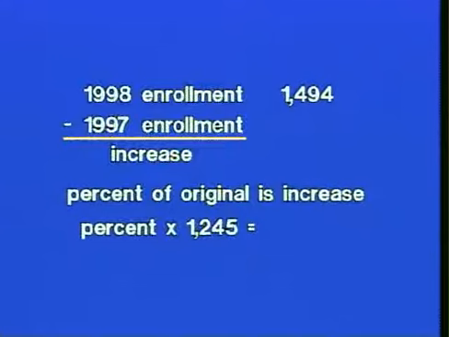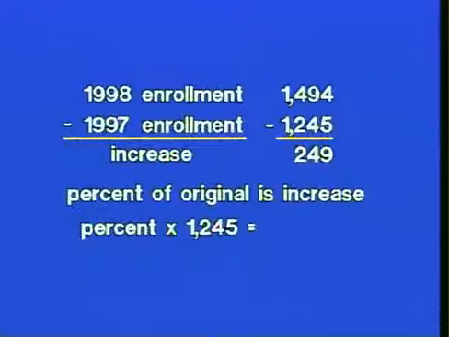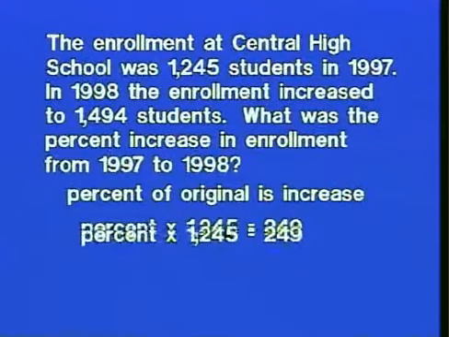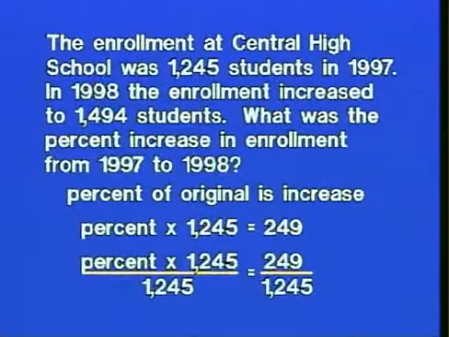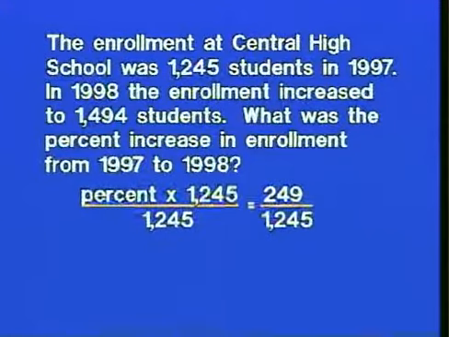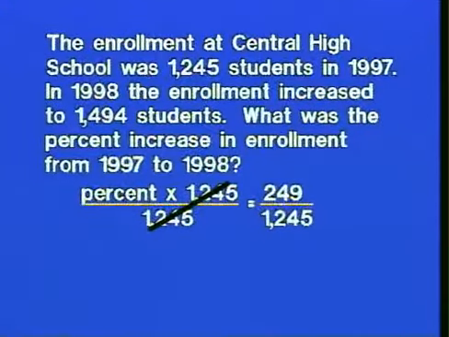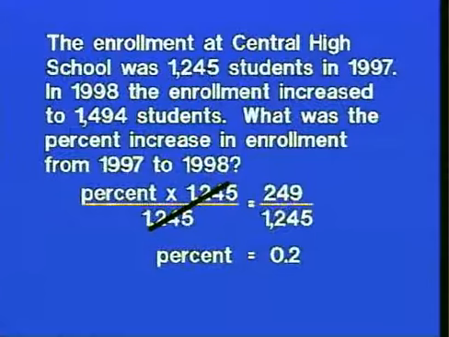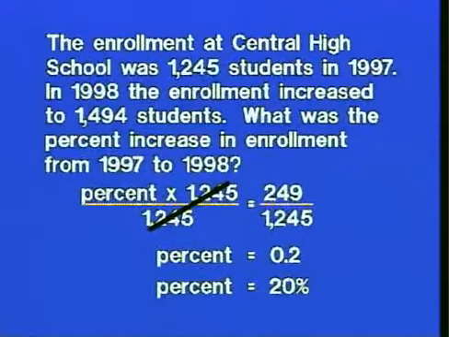So it's 1,494 students minus 1,245 gives us 249 students. So 249 is the amount of the increase. And at this point, it's a matter of doing a little simple mathematics to get our answer. We're dividing on both sides by 1,245 in order to isolate the percent idea on the left side. On the right, when we divide, we get 2/10. Now, we want to express 2/10 as a percent, so we'll move that decimal point 2 places to the right and tack on a percent sign. So the percent we're looking for is 20%.